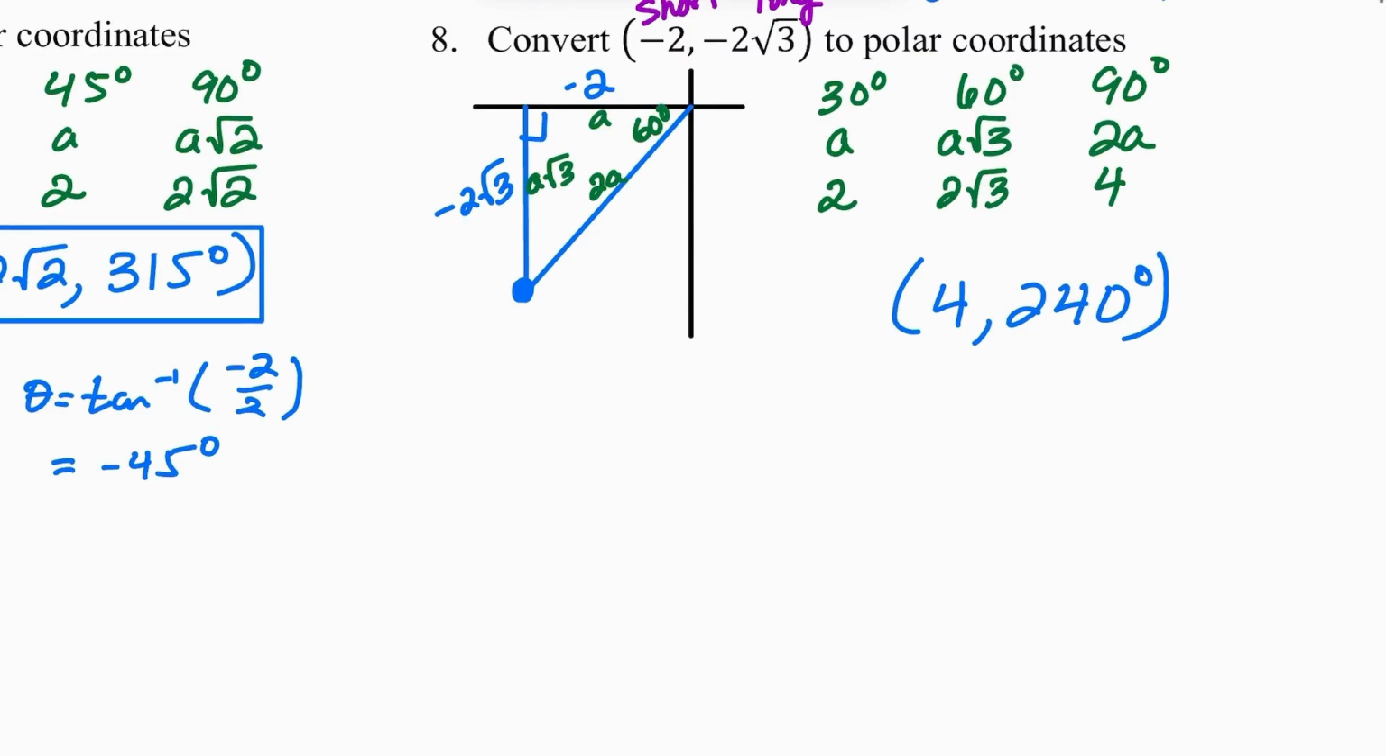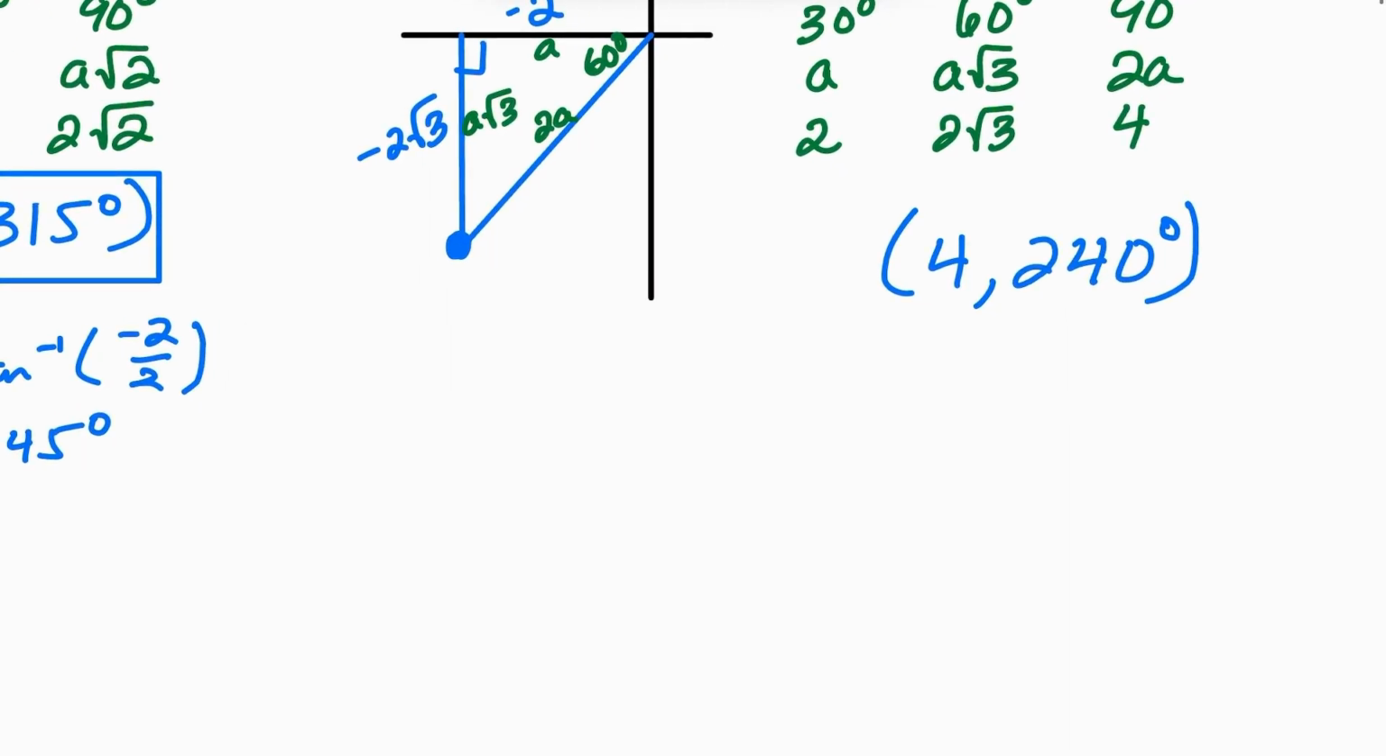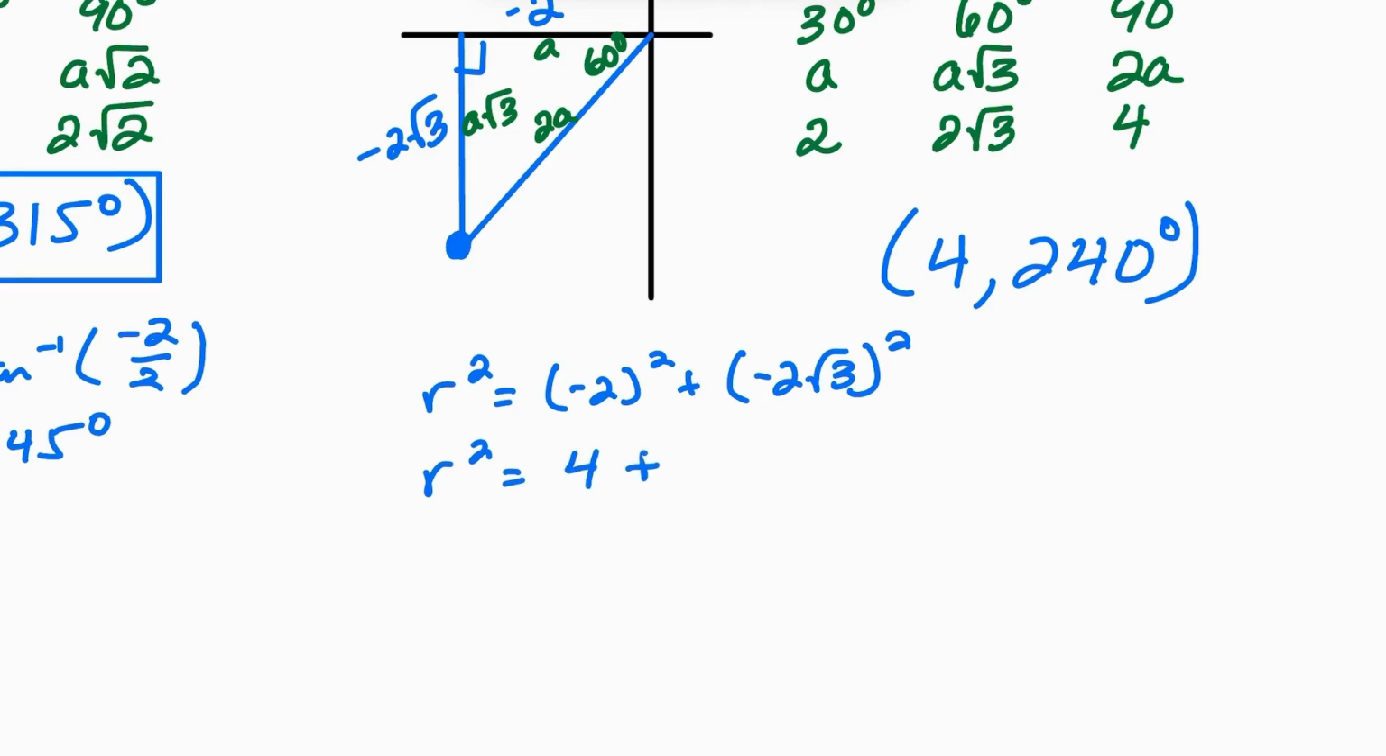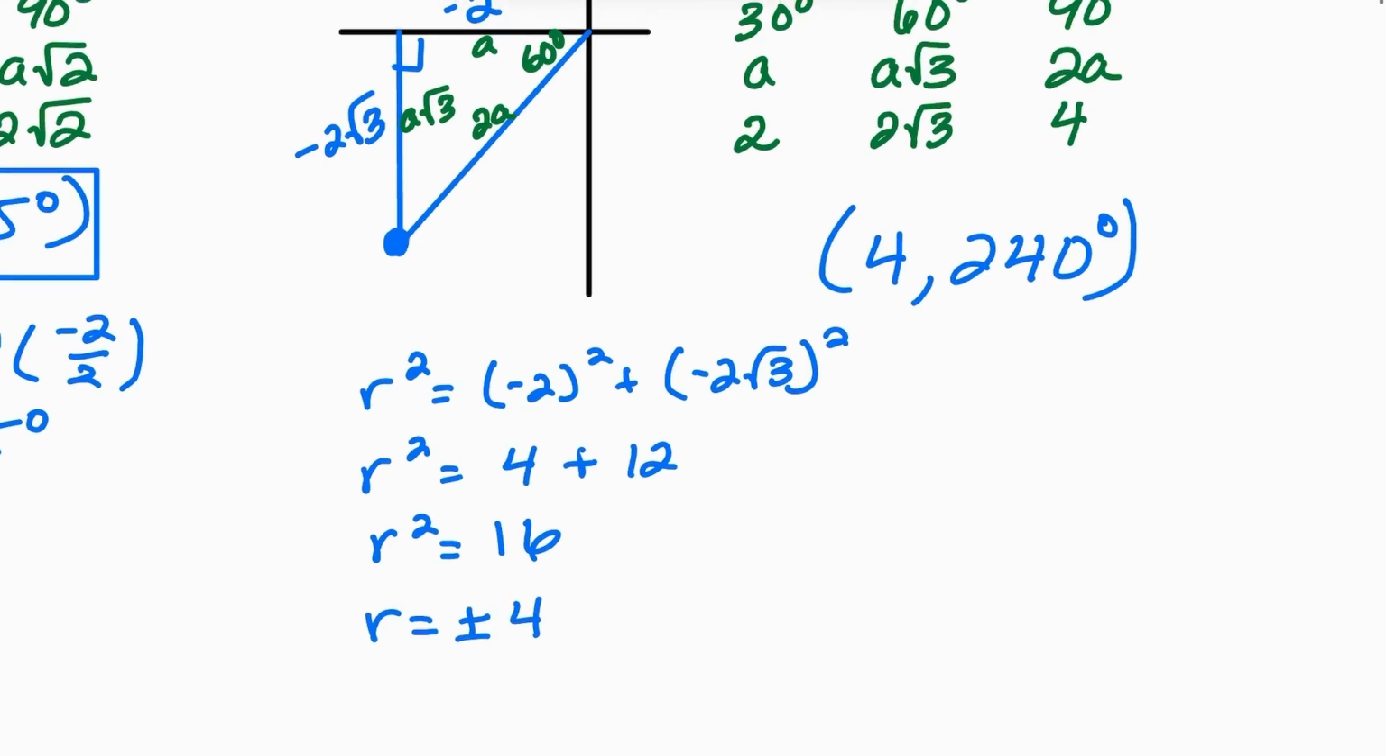What's going to be more challenging about doing that second method, if you're wanting to see that, is that you're doing r squared equals x squared plus y squared, which gives you negative 2 squared is 4, and negative 2 root 3 squared is negative 2 squared, which is 4. Root 3 squared is just 3. So then you have 4 times 3, which is 12. So you get r squared equals 16. And if you square root both sides, you get the same radius of positive or negative 4.